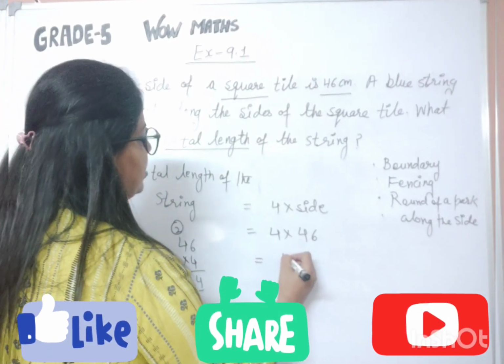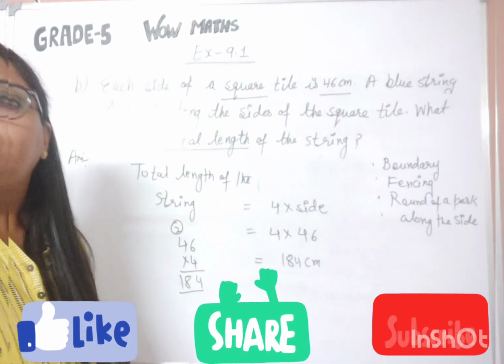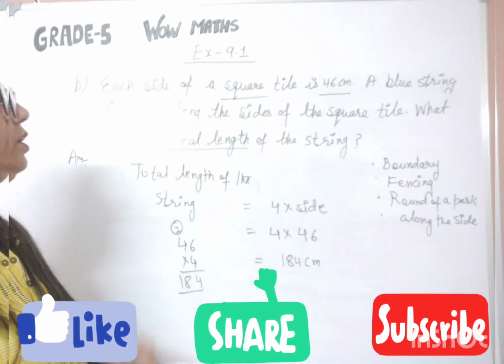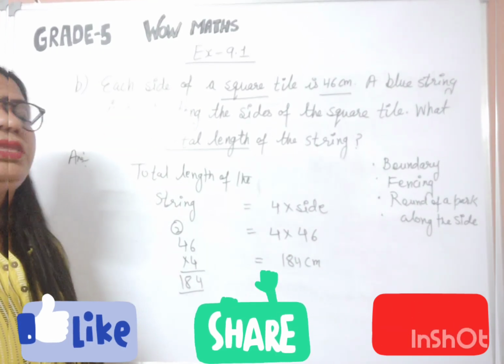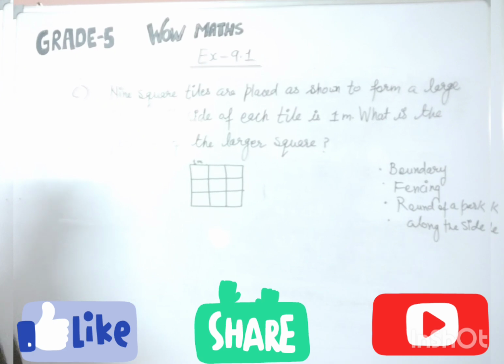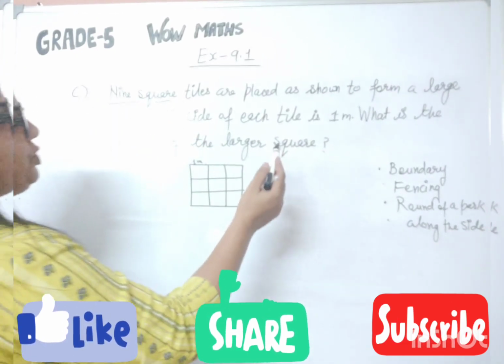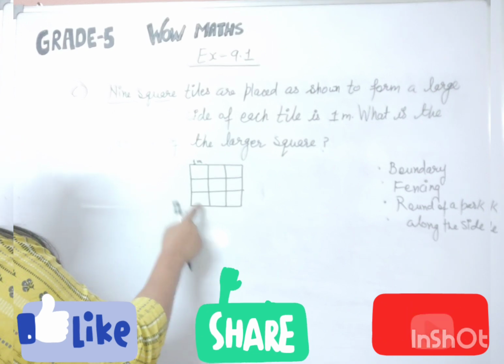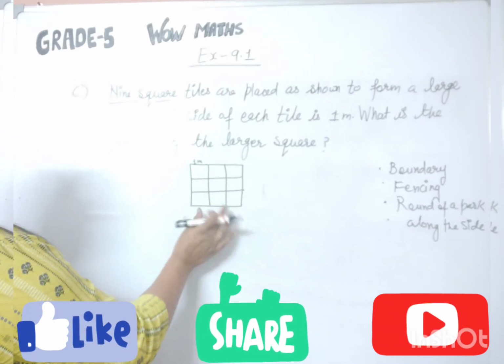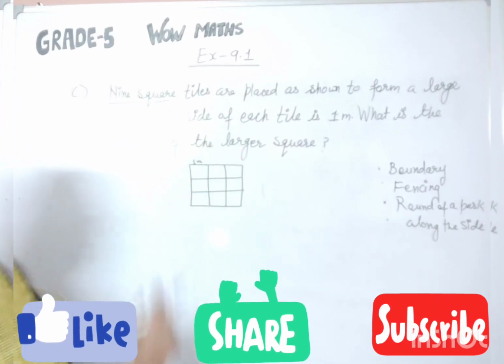So your answer is 184 centimeter of the total length of the string is required for that square tile with the side 46 centimeter. Moving to the C part of question number 1, there are 9 square tiles placed as shown in the figure. This is the figure. So 9 square tiles are placed in this manner to form a larger square. एक बड़ा square बन गया है इससे.